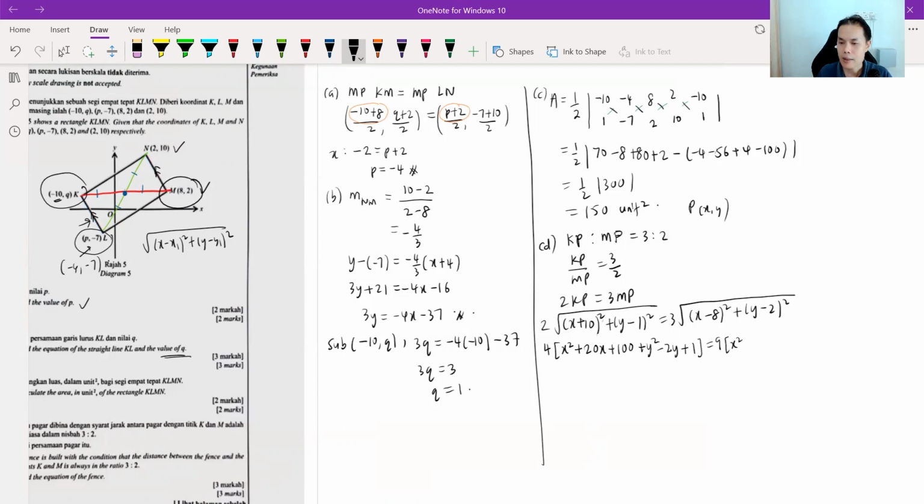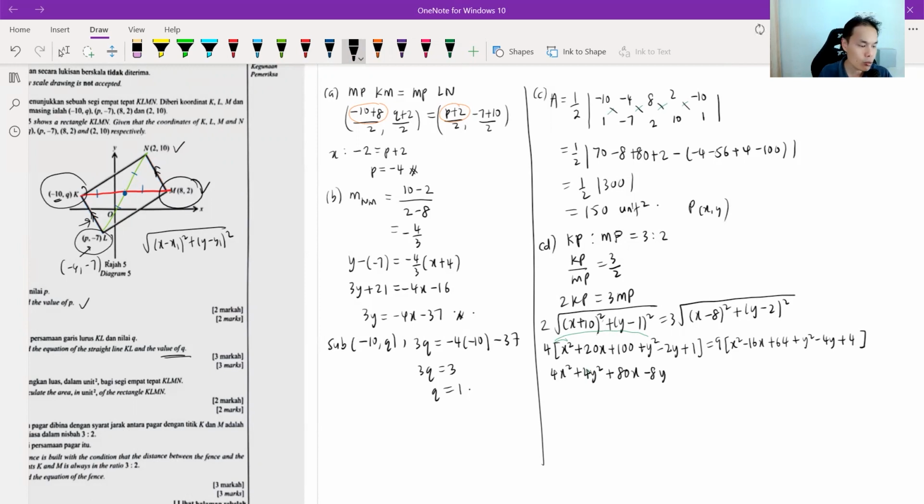This is x squared minus 16x. 8 squared is 64. This is y squared. Wait, I need to put y squared first, minus 4y plus 4. Okay, let's expand this bracket. This will be 4x squared. At the same time, I like to arrange it, so let's do the y first. My y is going to give us 4y squared here, and then 20 times 4 is 80x. 4 times 2 is 8y.